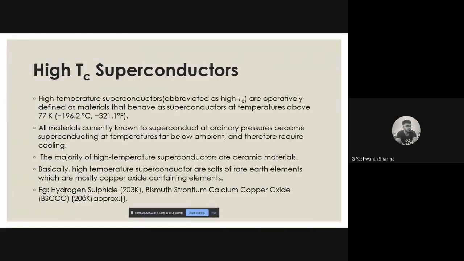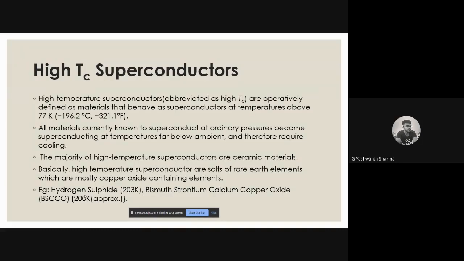As we saw above, what are type 1 and type 2 superconductors? From above, we know that to maintain a material in a superconducting state, we have to maintain it below its critical temperature. In real-world scenarios, it is quite difficult to maintain them at such a low critical temperature. For example, the critical temperature of mercury is 4.2 Kelvin, which is quite low.